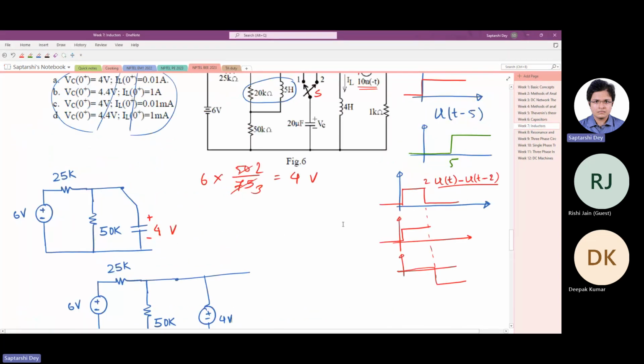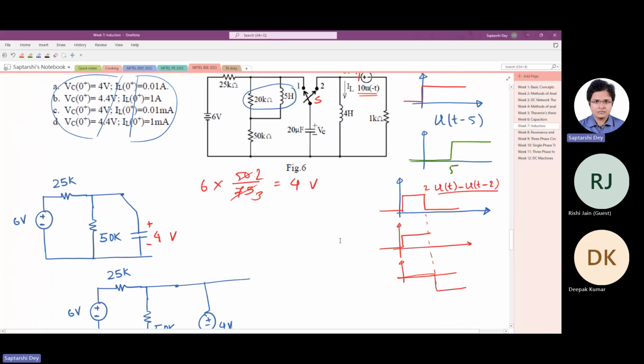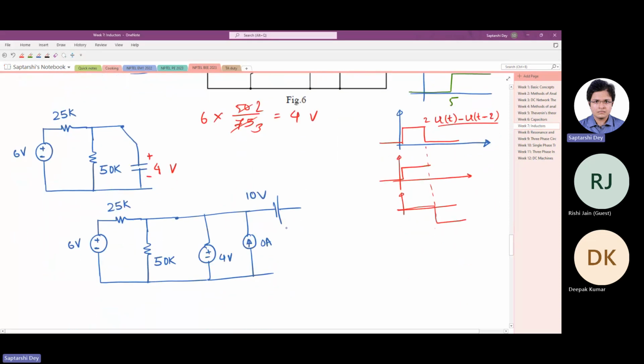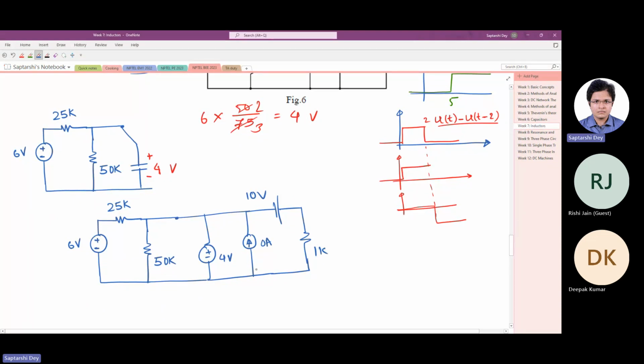And the inductor, how much current was the inductor carrying? The inductor was not carrying any current at all because the voltage source was not active. So basically, the inductor is a 0 ampere current source, and here is a voltage source of 10 volt this way and 1k, 1k. Now, a 0 ampere current source is nothing but an open circuit. Just an open circuit.